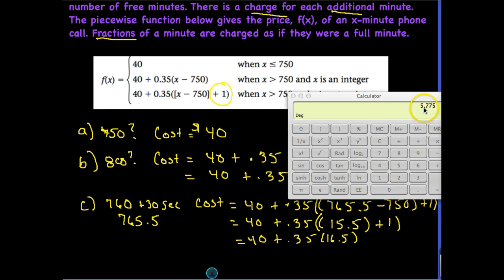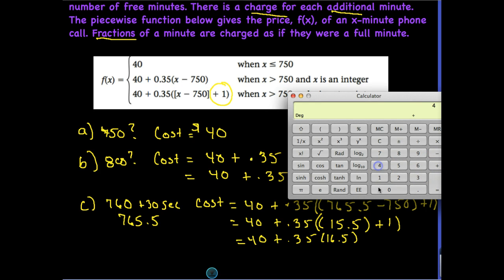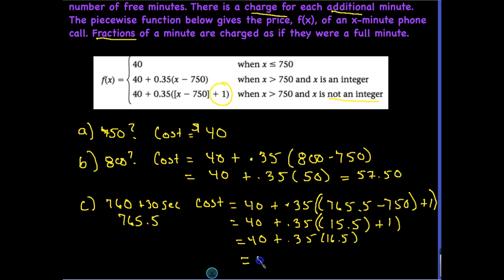So I get $5.775 here, and if we add 40 to that, and then of course we want to make it realistic, we would pay, if we rounded, $45.78. Okay, so that's how you analyze a piecewise function, in case you've forgotten.